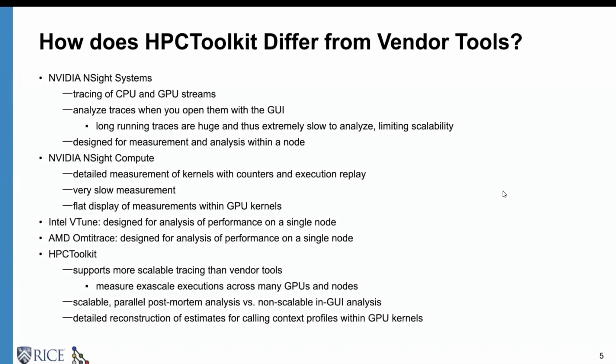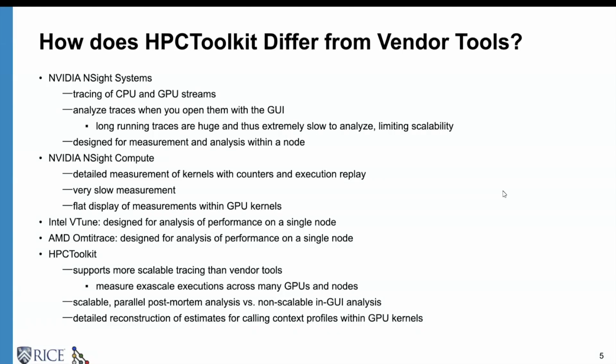Nsight Compute is meant for diving down and looking within a kernel, and it gives you detailed measurements of kernels with hardware counters on the GPU, replaying the GPU kernels in order to collect detailed measurements. The measurement is very slow because they do the measurement in such detail. And if you have kernels that call helper functions, all you see is a flat view. Like I was in some function F, and you don't know how you got to F. It may have been A calls B calls C calls D calls F in the GPU kernel, and you don't see any of that with Nsight Compute.